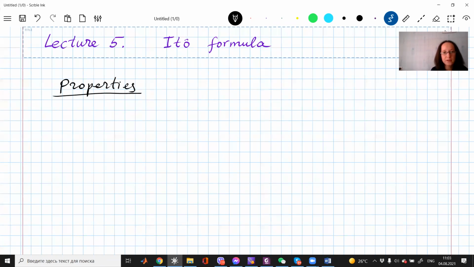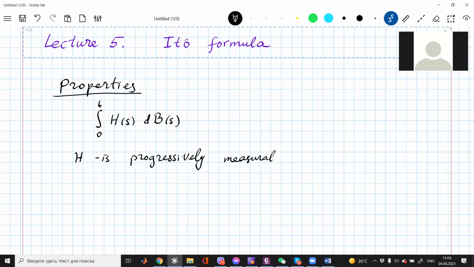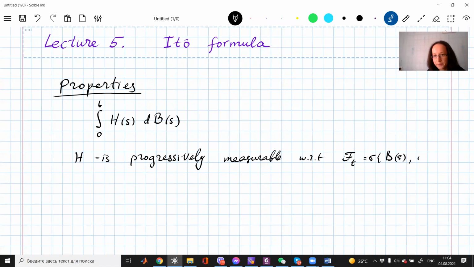So I recall that on the previous lecture, we defined such an integral of some random function with respect to Brownian motion. Yes, we defined it. And I recall that process H is progressively measurable with respect to the filtration F_t generated by Brownian motion. So I write here, we consider a specific filtration here.